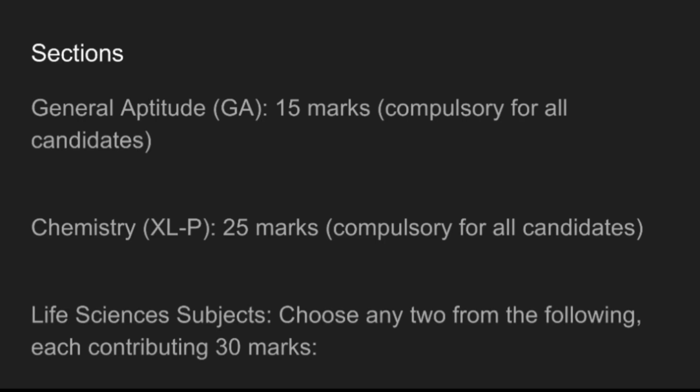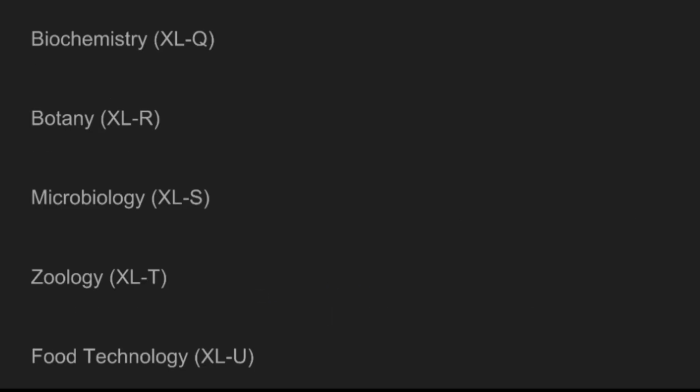Now the five subjects from which you have to choose any two of them are your biochemistry with the code XLQ. XL is for life science and Q is for biochemistry. Then comes the botany section, that is XLR. Then comes the microbiology, that is XLS. Zoology is XLT and food technology is XLU.